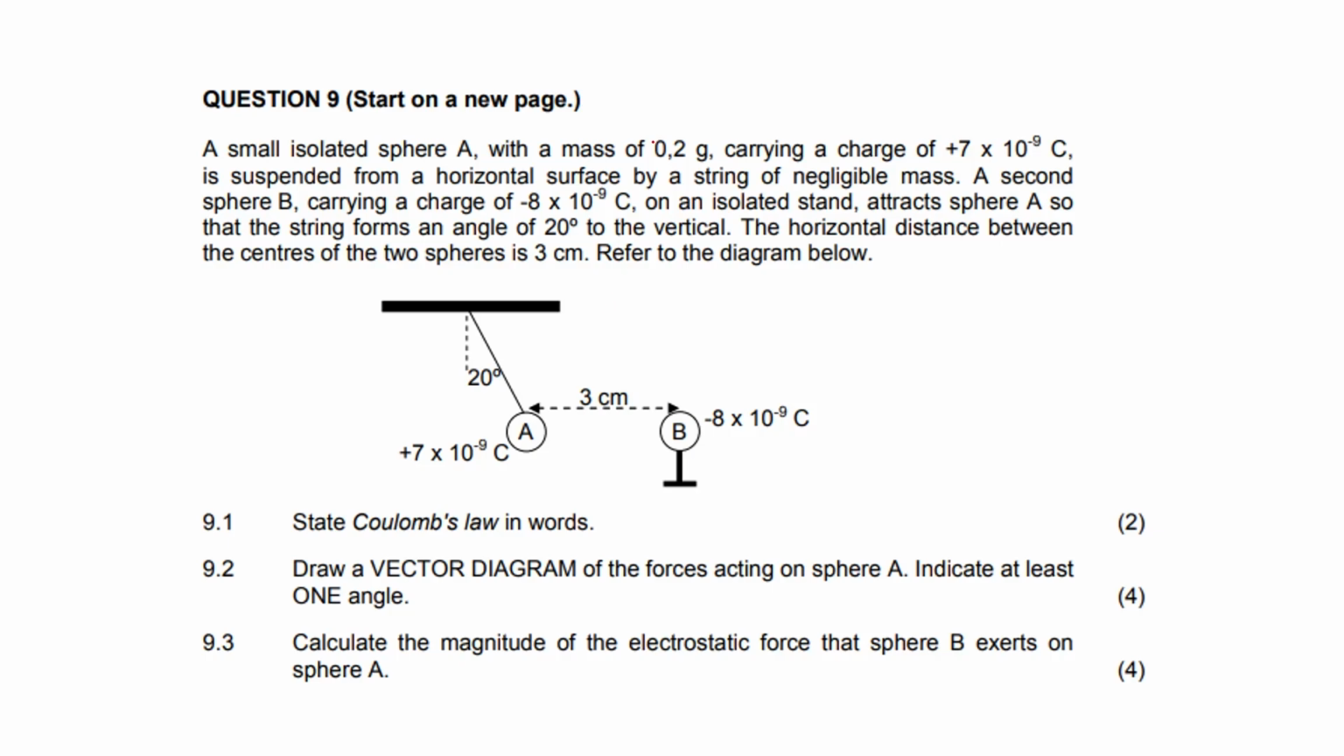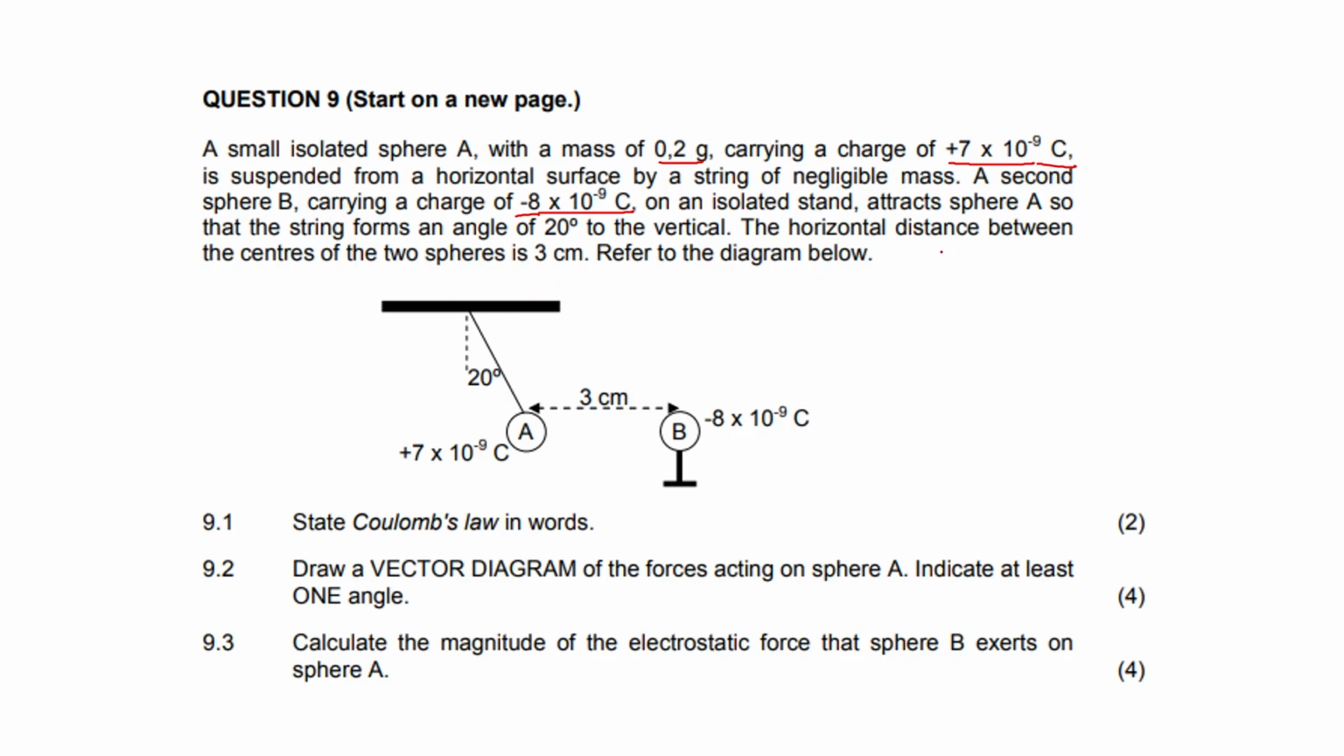Hi guys, let's take a look at this question where we have a small isolated sphere A that has a mass of 0.2 grams and it's carrying a charge of plus 7 times 10 to the power of negative 9 coulombs, and it is suspended from a horizontal surface by a string of negligible mass. Then we have a second sphere B that's carrying a charge of negative 8 times 10 to the power of negative 9 coulombs, and it's on an isolated stand, and it attracts sphere A so that the string forms an angle of 20 degrees to the vertical.